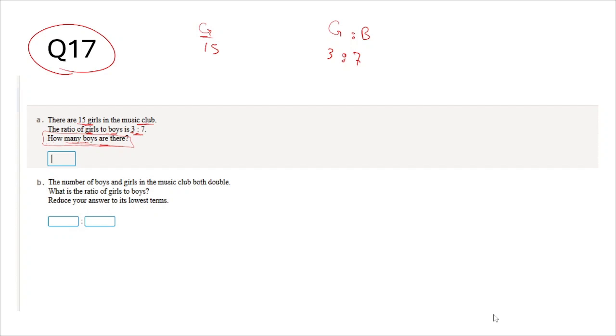Here it's mentioned 3 to 7, and the number of girls is 15. So 15 divided by 3 will be equal to 5.